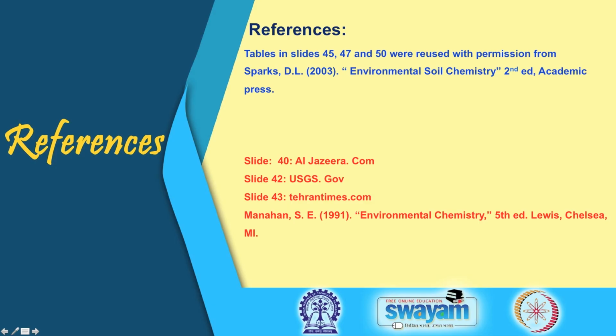Also, we discussed the impact of acid rain. Hopefully you have got some new information about these different aspects of environmental pollution. We'll start from here in our next lecture, and we'll see the other issues related to environmental soil chemistry. Thank you very much.